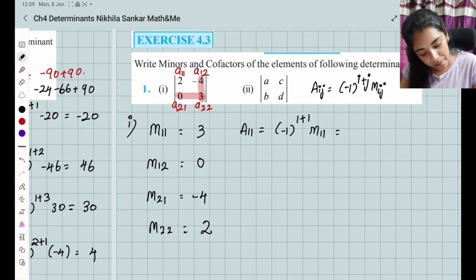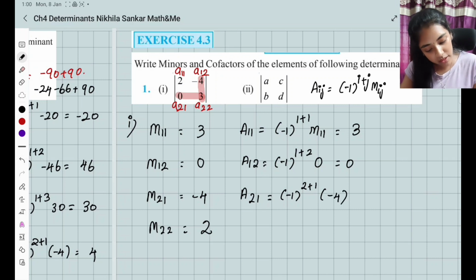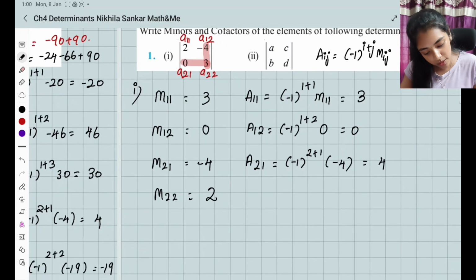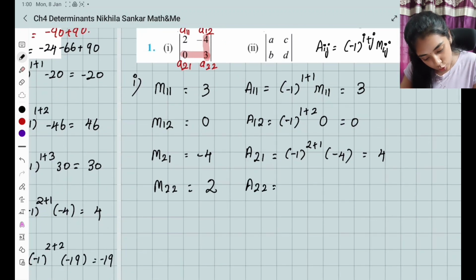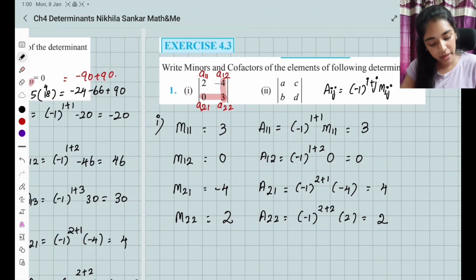So this is going to be minus 1 to the power 2 becomes a positive. M11 என்ன 3. Okay, similarly A12 is going to be minus 1 to the power 1 plus 2 times 0. This is going to be 0. Then A21 is going to be minus 1 to the power 2 plus 1 times minus 4. So minus 1 to the power 3 is minus, minus into minus plus. So plus 4. Then A22 is going to be minus 1 to the power 2 plus 2 times 2, and this is going to give me a 2. Okay, so these are the cofactors. We have found out the minors and the cofactor.